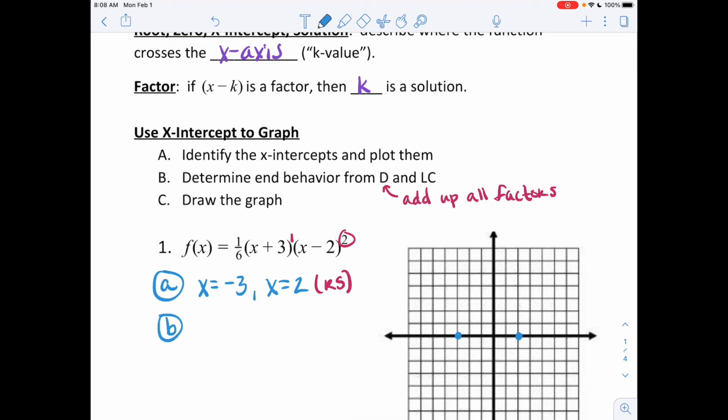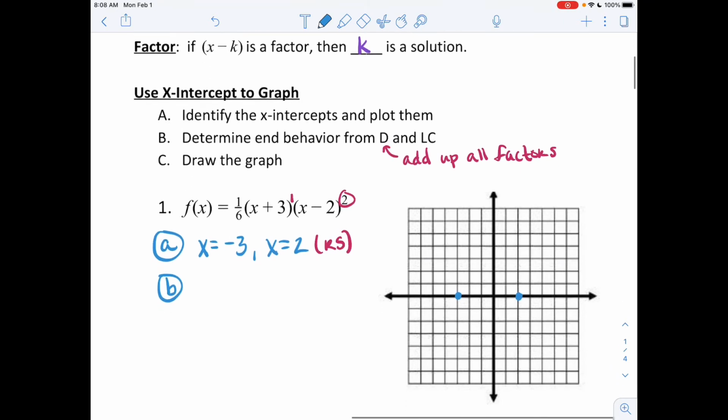Let's go ahead and identify our degree and our leading coefficient now. So for degree, as I mentioned, we're going to add up all the factors. We don't have this polynomial expanded into standard form. It's in factored form, but we can still figure out the degree by looking at how many factors we have. We have x plus 3 as a factor and x minus 2 as a factor, but x minus 2 happens twice, so 1, 2, 3. 1/6 is just a coefficient. It is not a factor. So our degree is 3.